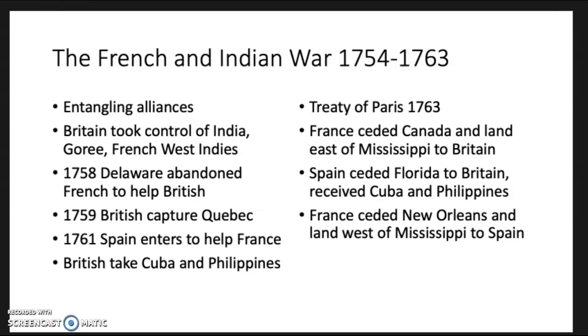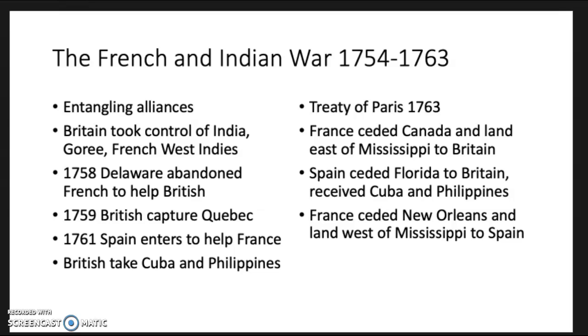During the war, the British were able to take Goree, the slave-trading island off the coast of Senegal, where Europeans came to buy slaves. The British were also able to take the French West Indies, where France produced sugar. The British then promised the Delaware tribe there would be no white settlement west of the Appalachian Mountain Range. The Delaware then abandoned the French and joined the British. The British also were able to take control of Quebec, the capital of New France.